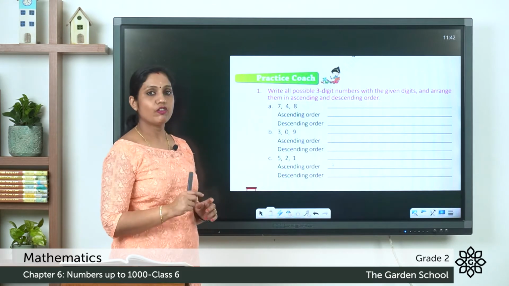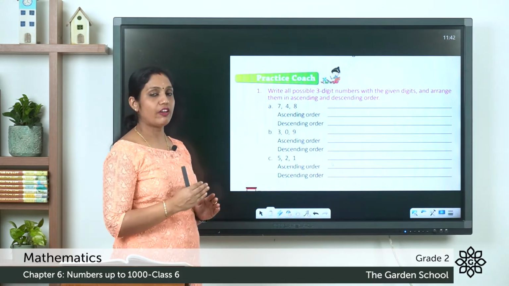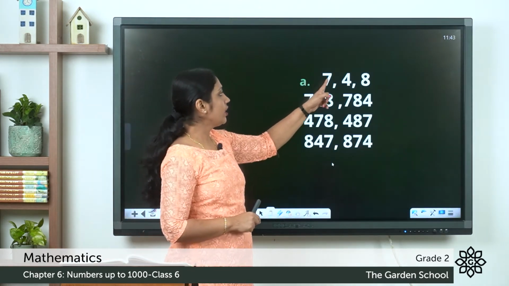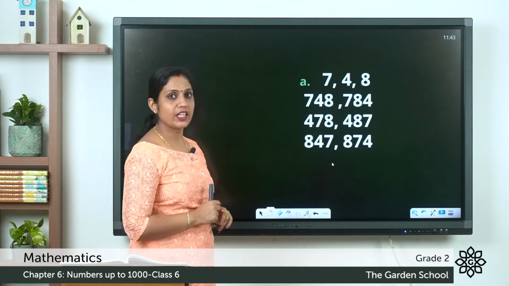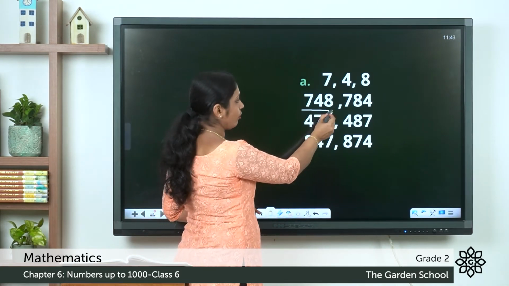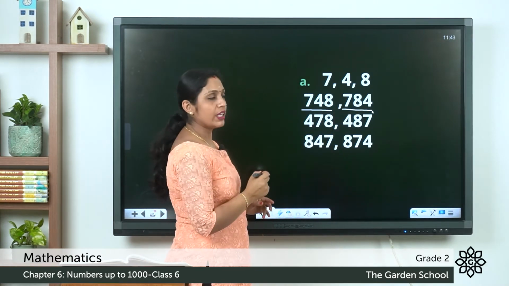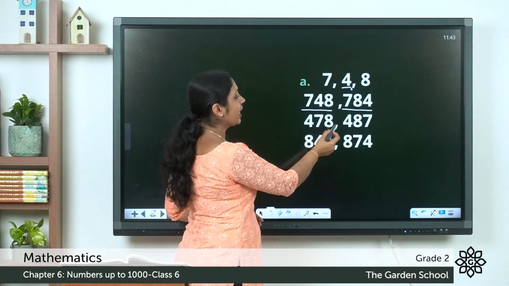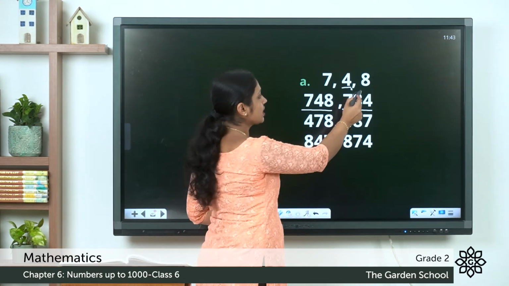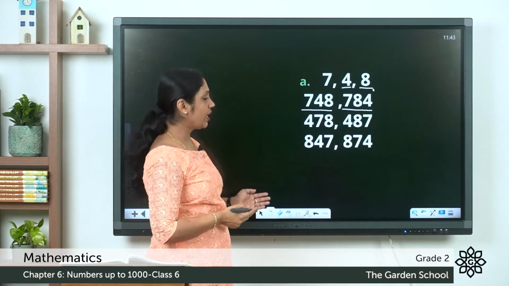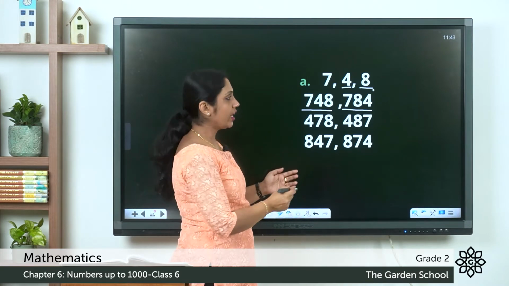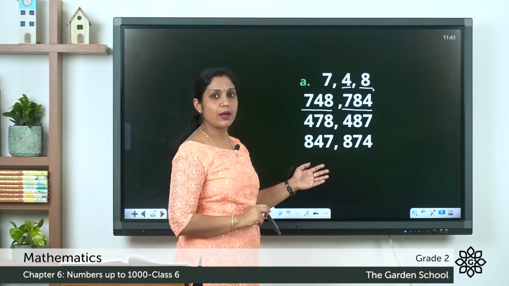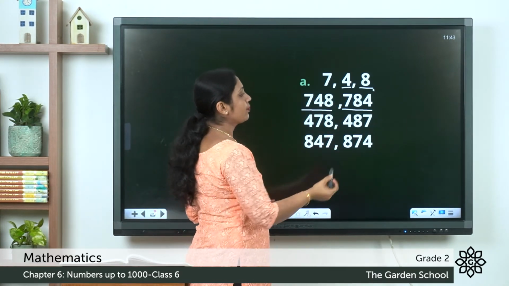Question A, 7, 4, 8. Using these 3 digits, we have to make the possible number combinations. So, let's have a look at it. 7, 4, 8. Using the number 7 in the hundreds place, we can write 748 and 784. Next, let's take the number 4 in the hundreds place. We can write it as 478 and 487. Last digit 8, we can write 8 in the hundreds place. Using that, we can make 847 and 874. So, these are the possible number combinations using these 3 digits. Now, what we have to do?